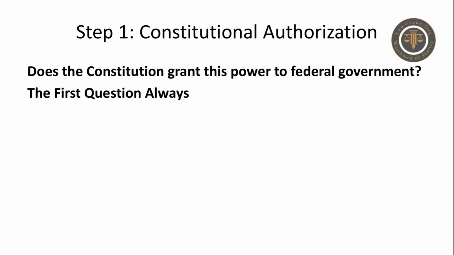This matters because the federal government is one of limited, enumerated powers. It doesn't have general police power, it only has the specific powers the Constitution grants it. If the Constitution doesn't grant a particular power to the federal government, then the federal government doesn't have that power, period. This is basic constitutional structure, but it's amazing how often government officials claim powers that don't actually exist in the constitutional text. Your ability to ask this question, and then verify the answer using primary sources, is the first line of defense against government overreach.